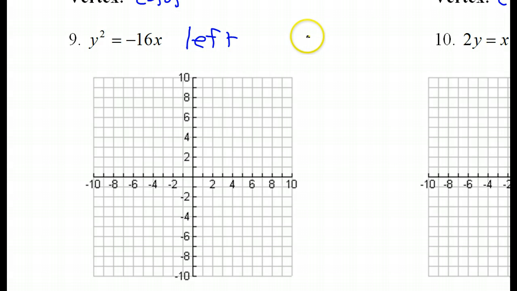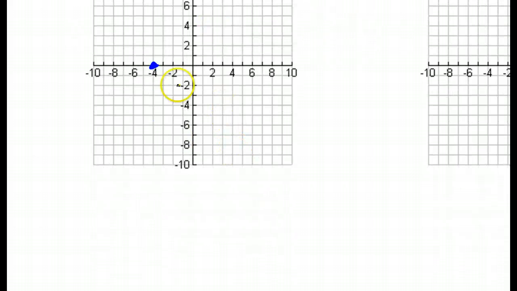Now let's figure out what the p value is. I know 4p has to equal this negative 16. If I divide by 4, I'm going to get p equals negative 4. So I already knew it's to the left. There's my focus right here. That is the point (-4, 0).